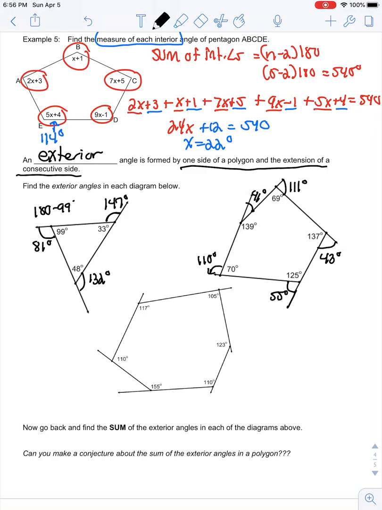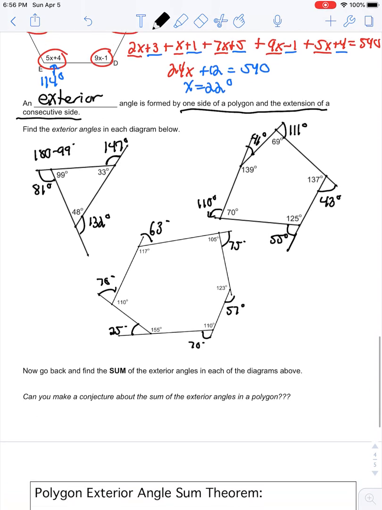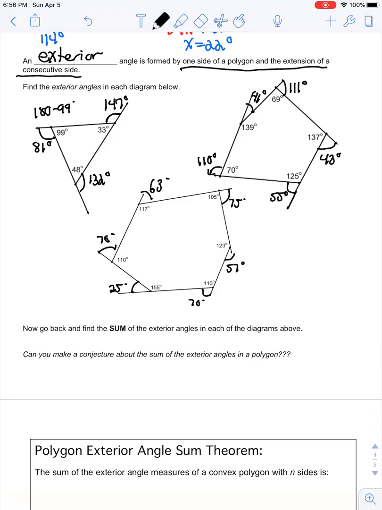And on our last figure, our hexagon, we'll have 6 exterior angles. 180 minus 105 is 75. This one will be 57. This one is 70. This one is 25. Here's another 70. And this one is 63.